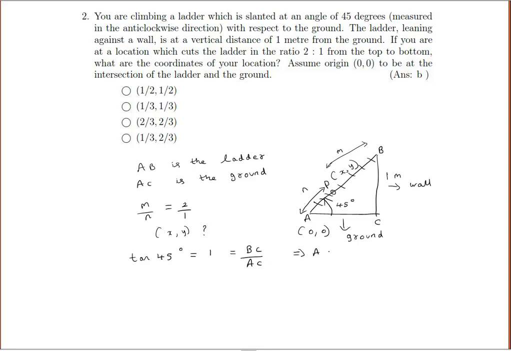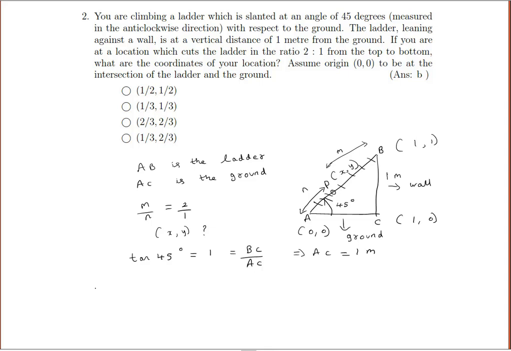So which implies AC is also equal to 1 meter. So if AC is 1 meter, then the coordinates of C will be 1, 0 in the x direction, and the coordinates of B will be 1, 1, because the length of BC is 1 meter. So C is at an x distance of 1 meter from A, and B is at a y distance of 1 meter from C. So thus we get the coordinates of B and C.